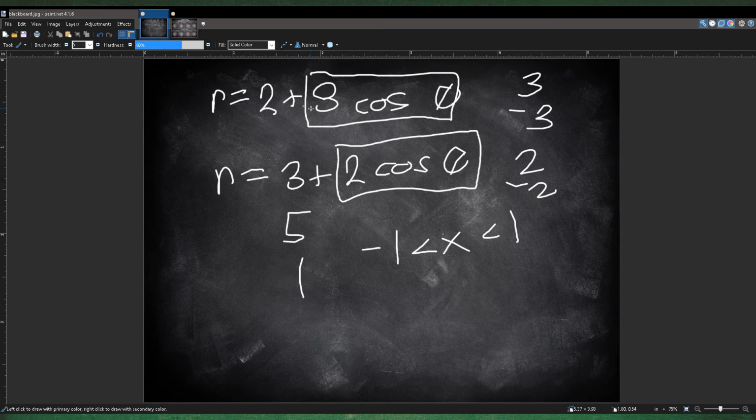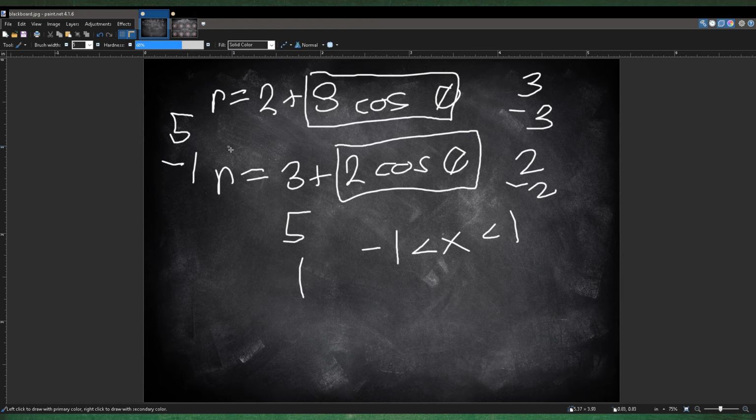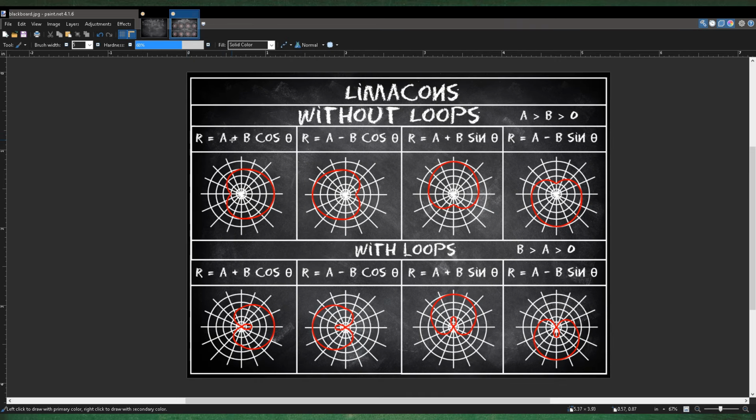But in this case, this goes from 3 to -3, so the radius could go from 5 to -1. Since this goes both negative and positive, it's possible for it to make a loop. And that's how I memorize it: if it can change signs, then it's a limacon with a loop. It just has to have a constant plus some kind of trig function, sine or cosine. So that's how I remember it.